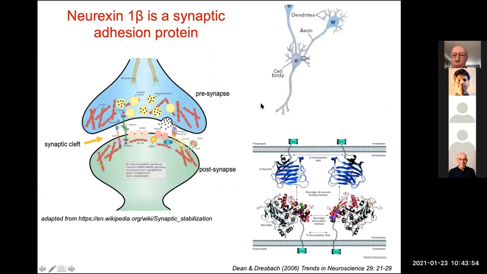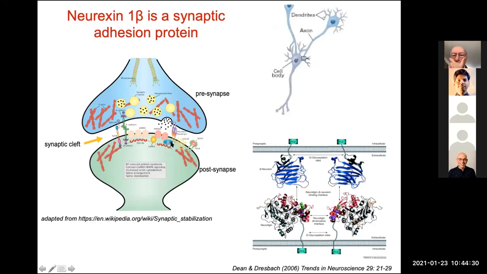Just to orient everybody quickly, these are cartoons of neurons where the axons are making connections with the cell body. A blow up of this connection looks something like this, where you have the presynaptic side and the postsynaptic side on the different cells. The connections between this presynapse and this postsynapse are maintained by the synaptic adhesion molecules. Neurexin 1 beta is one of these presynaptic adhesion molecules. It's shown here in purple.